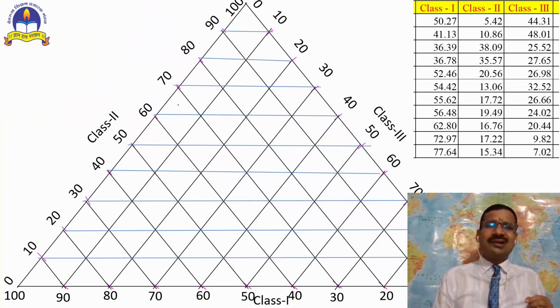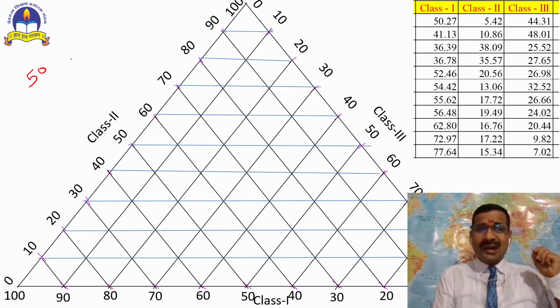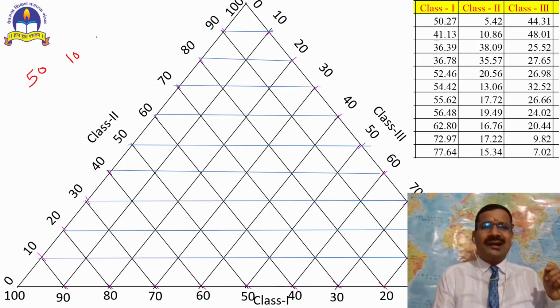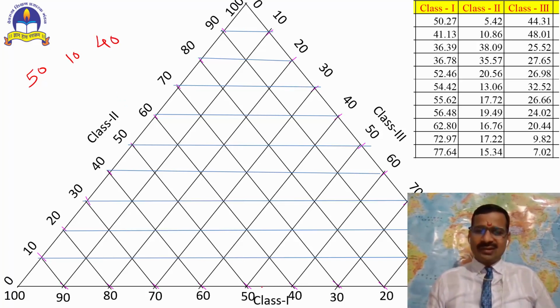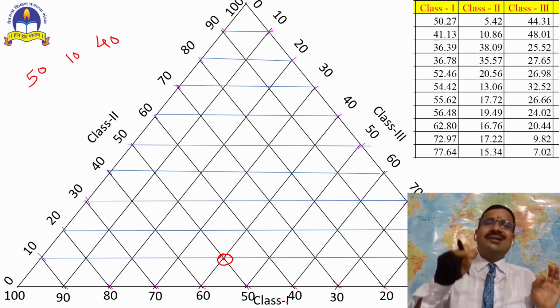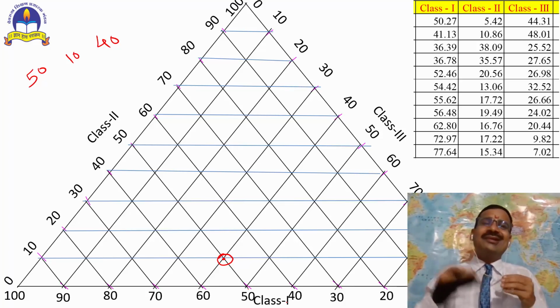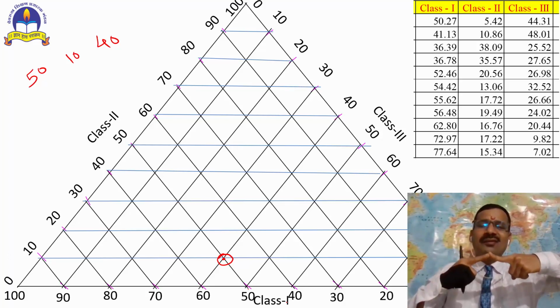Suppose there are three components for X city, that is, class 1 city has the percentage of 50, then class 2 cities have a percentage of 10, and class 3 cities have a percentage of 40. What we will do, see, this is the class 1 percentage and this is the class 2 percentage. We will depict the point here, and automatically the third component will be depicted at the same place. It is not necessary to consider the place of the third.